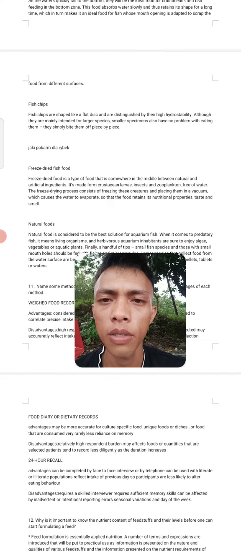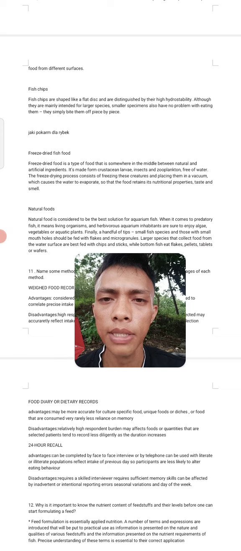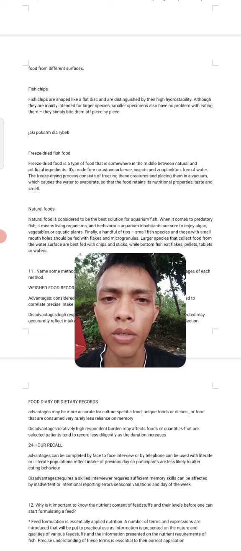Fish chips. Fish chips are shaped like a disc and are distinguished by high hydrostability. Although they are mainly intended for larger species, small specimens also have no problem with eating them. They simply bite them off piece by piece.